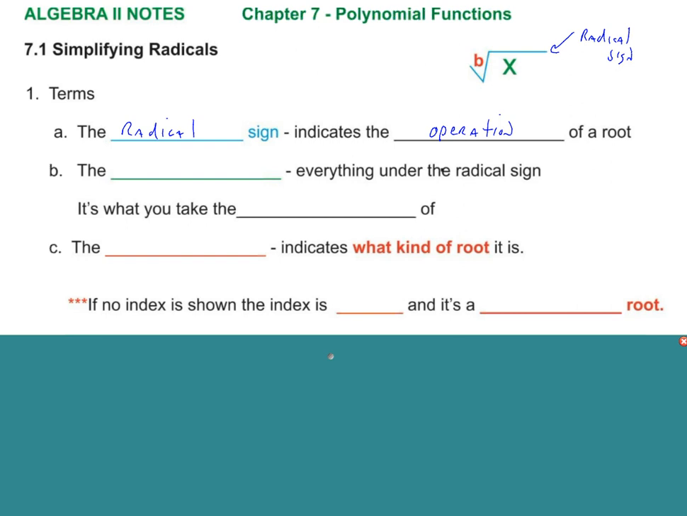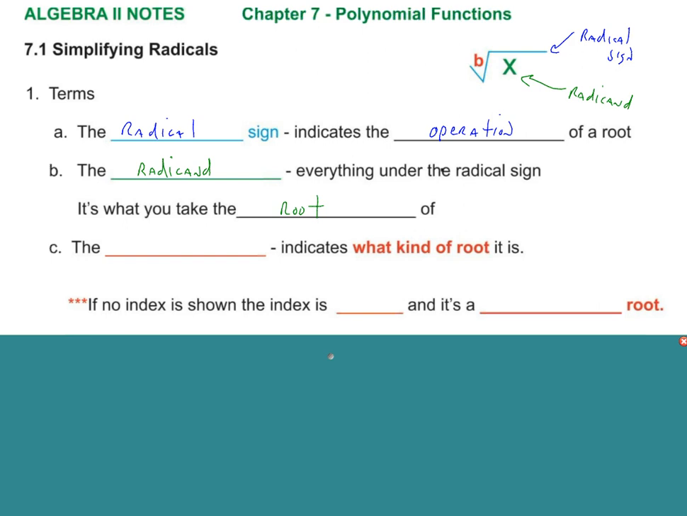All right, and so the key is what's underneath that radical sign, and what's underneath is called the radicand. It starts off like radical and ends up with, instead of the L and ND in its place, radicand. And so here to the right, the X is the radicand. Everything that's underneath the radical sign is the radicand, and it's what you take the roots of. I know that's not the greatest English, but that's the point. The radicand is what you take the root of.